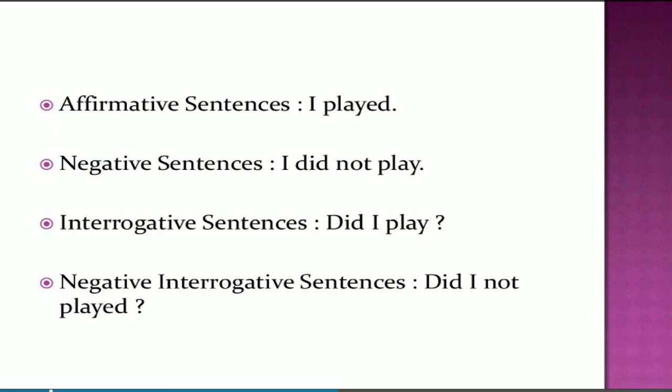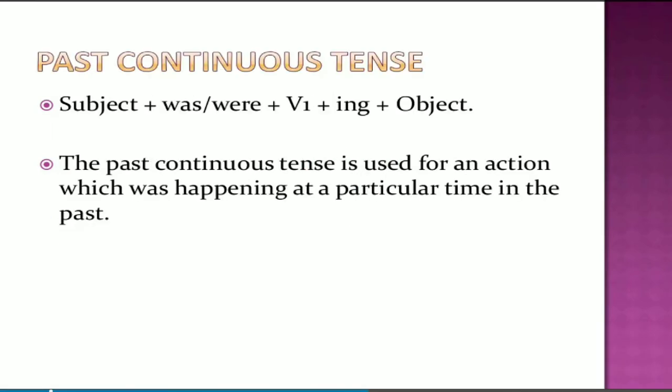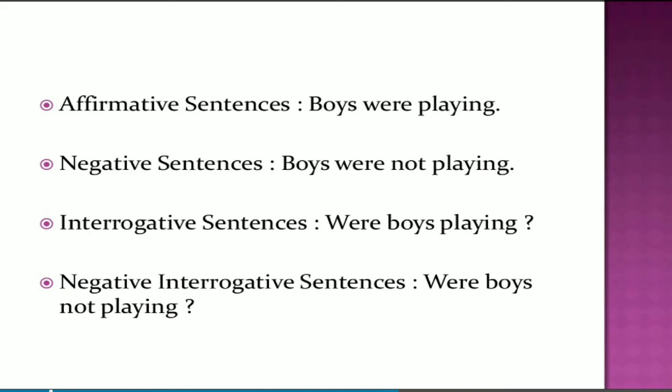Okay, that is fine, and we are going to past continuous tense. Subject plus was or were plus V1 plus ing plus object. It is used for an action which was happening at a particular time in the past. So I am speaking about some time in the past, so I am using the past continuous tense. Boys were playing, boys were not playing. Were boys playing? Were boys not playing? That is the negative interrogative. That is all good.